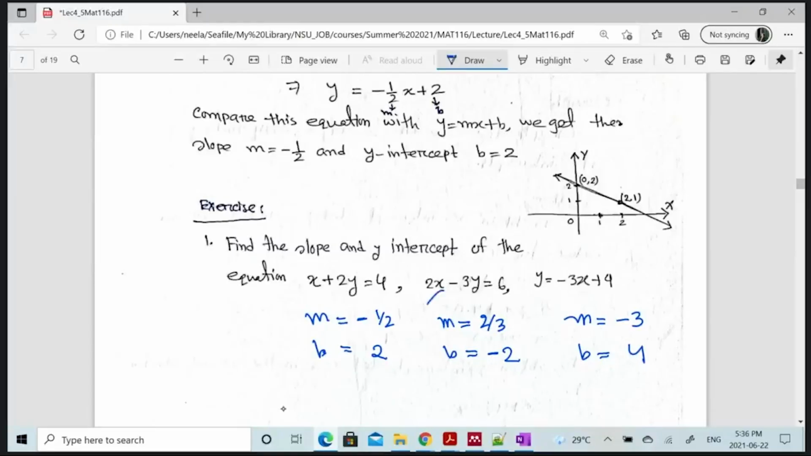The chart for this one seems a bit confusing, so I'll work it out. This was minus 3y equal to minus 2x plus 6. Then you divide by minus 3 on both sides. It's going to be positive 2 by 3 x, negative 2. Okay?